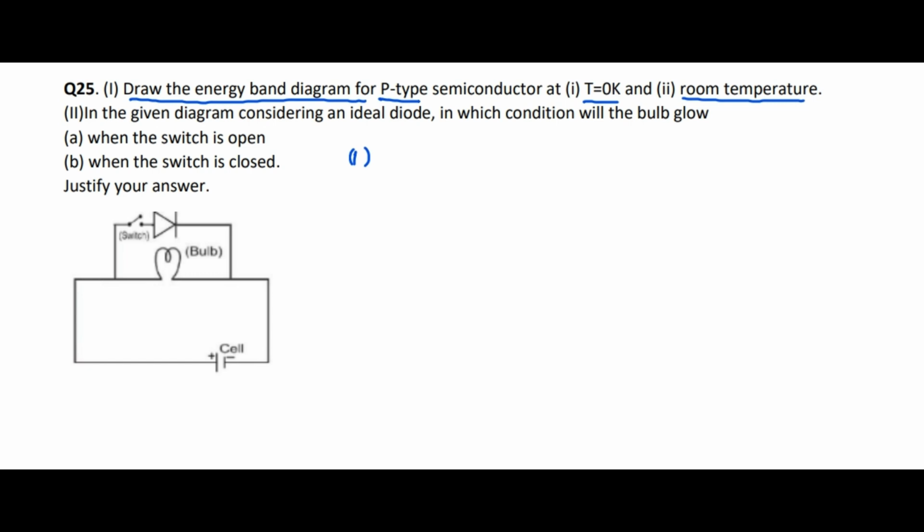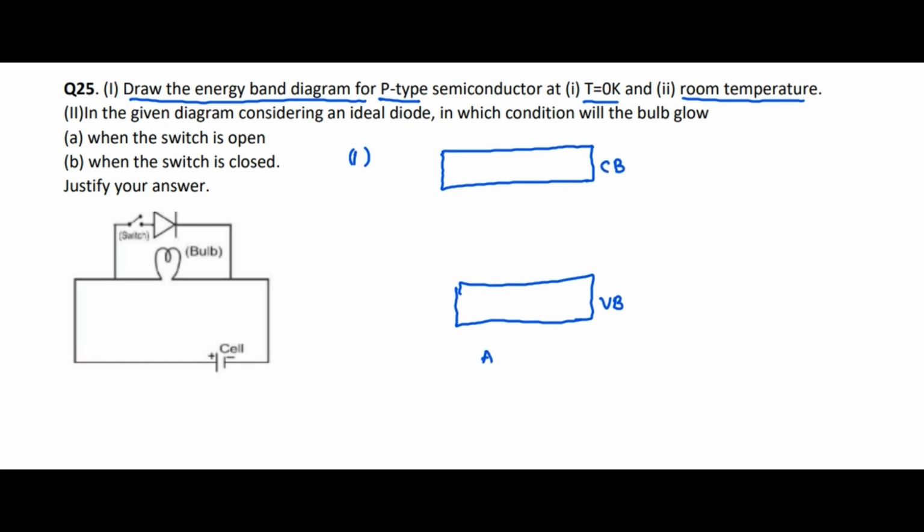While coming to the first part, the energy band diagram at T equal to 0 Kelvin. Here is the conduction band. This is the valence band. At temperature equal to 0 Kelvin, the conduction band is empty. There won't be any free electrons in the conduction band, and the valence band contains valence electrons. It may contain a few holes also, because it is a p-type semiconductor, but everything is within the valence band.